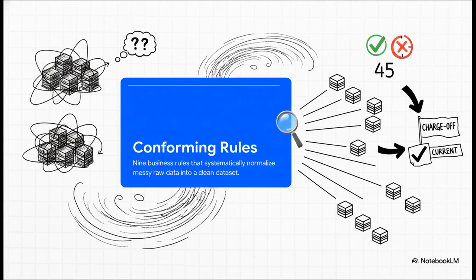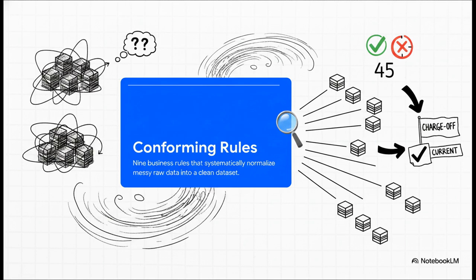That middle tier, the conforming step, relies on 9 very strict, heavily documented business rules to clean the data. Remember that contradiction I mentioned where the system says a loan is current but also 45 days past due? Well, how do you handle that? The conforming rule explicitly states that the numeric days past due value is trusted over a lagging categorical status text. It just makes logical sense.